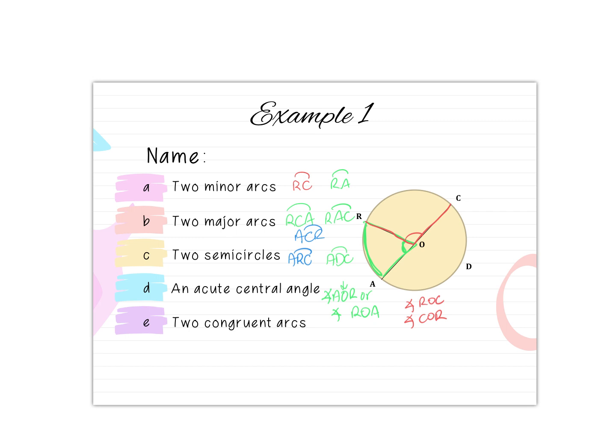And then the last one is 2 congruent arcs. For congruent, I would have probably stuck with the semicircles, right? I think the semicircles are easy to make 2 congruent arcs. I know that ARC is going to be equal to ADC because both of them are semicircles, and so both of them are equal to 180 degrees.